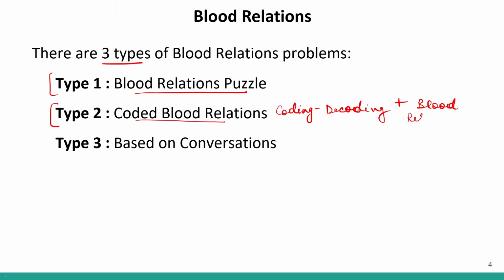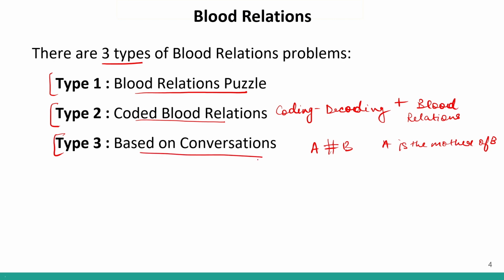If you remember, when we did coding and decoding, we used certain symbols to code. Correct? If you remember coded inequalities also, in coded inequalities, we write A hashtag B means A is greater than or equal to B. This is the concept of coded inequalities. Similarly, in blood relations also, you can get that A hashtag B means A is the mother of B. So this is how you have to read. Basically, the code is given to you. You have to decode it and solve the answer.